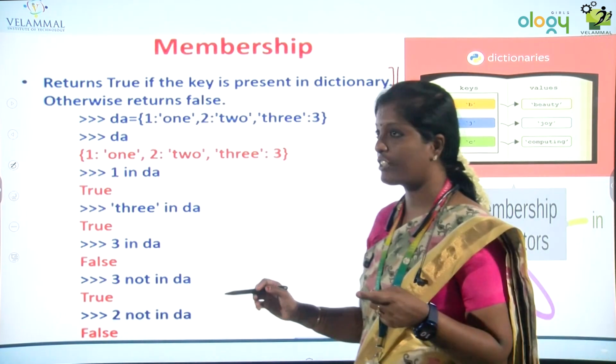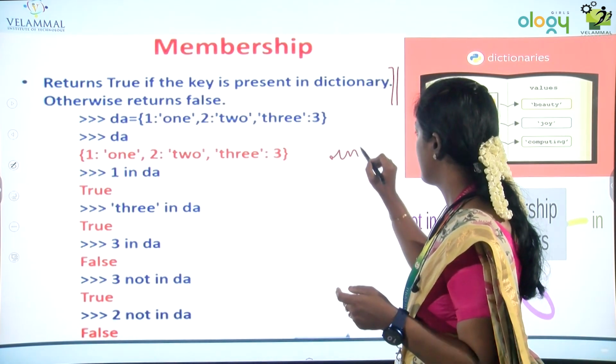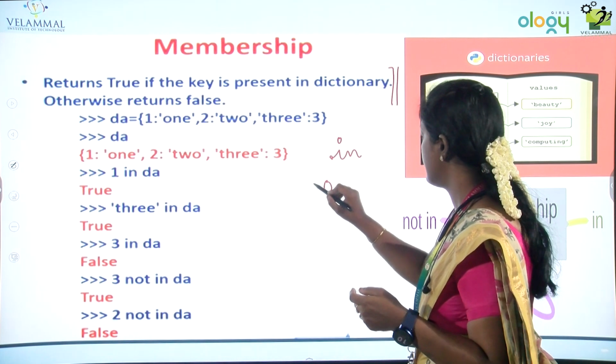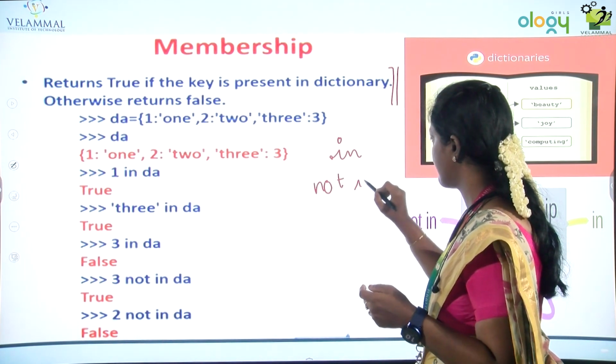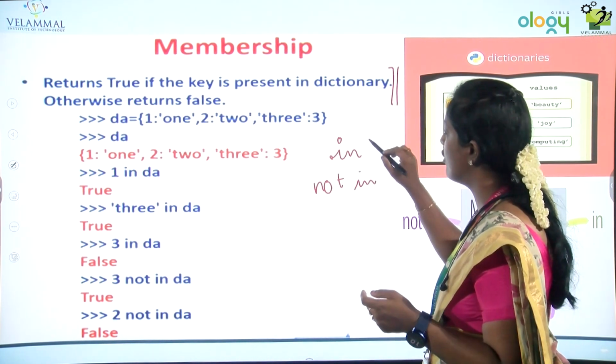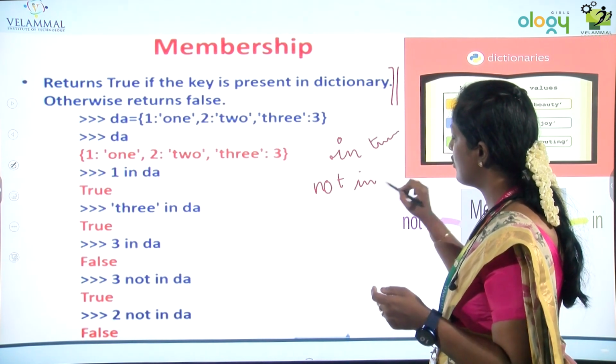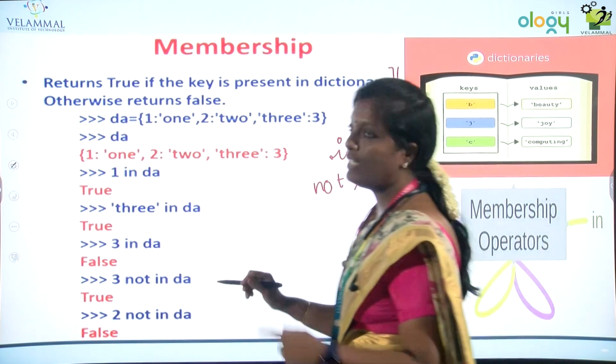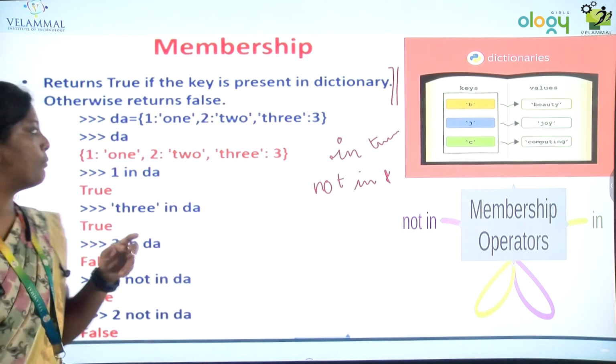There are 2 types of function. One is in and one is not in. If it's going to be in, it's going to be true. If it's not going to be in, it's going to be false. So we'll see with an example how it will be. It will be a little more clearer for you.